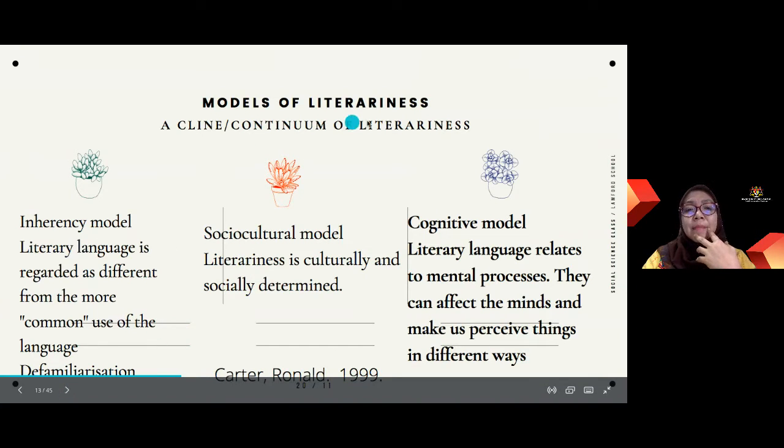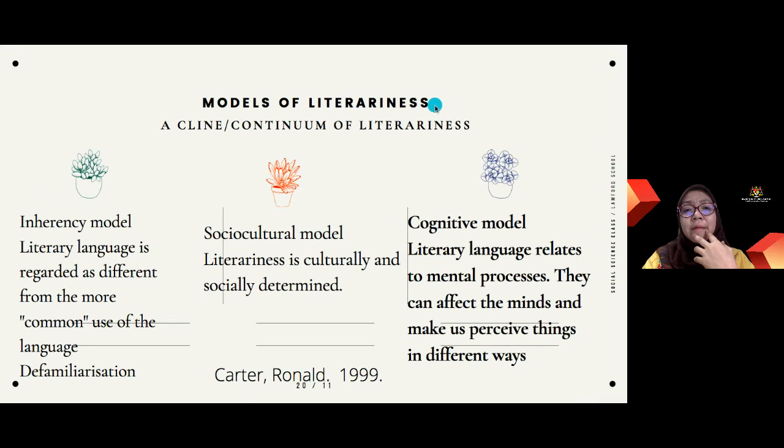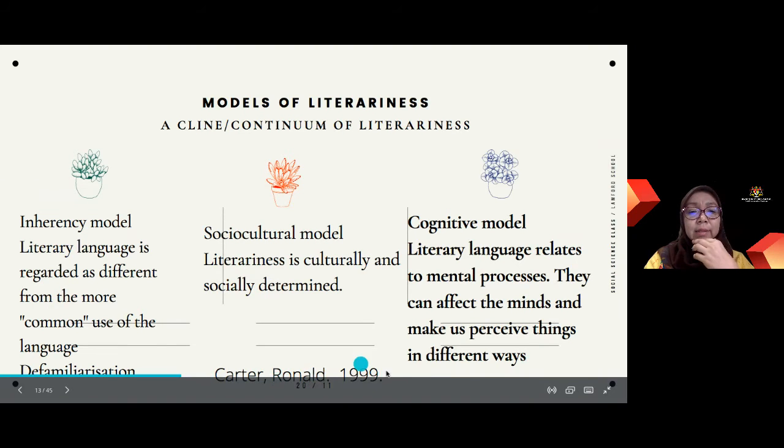Right, so there are models of literariness, and we call it a climb, meaning it's a continuum, from very easy to very difficult. This is from Ron Carter, 1999. So it's not new, it's been there for ages.